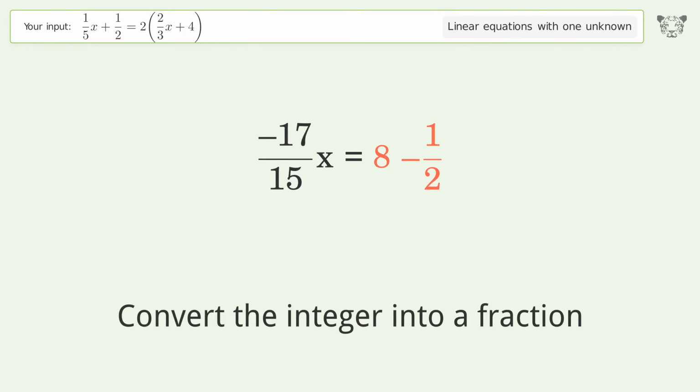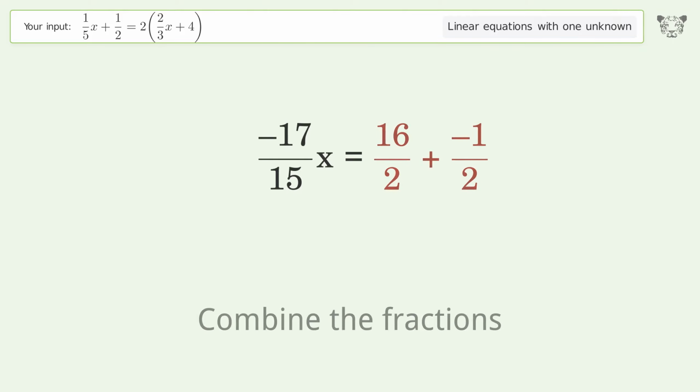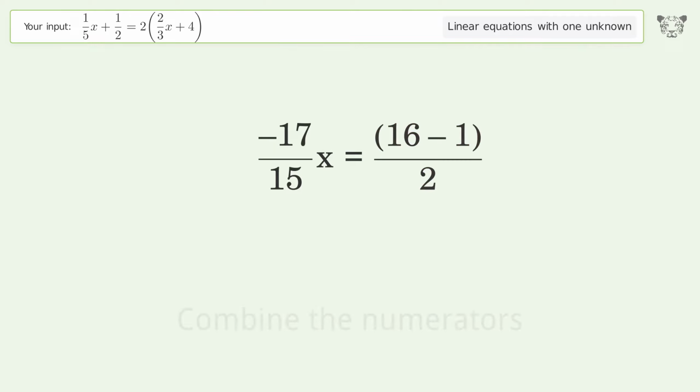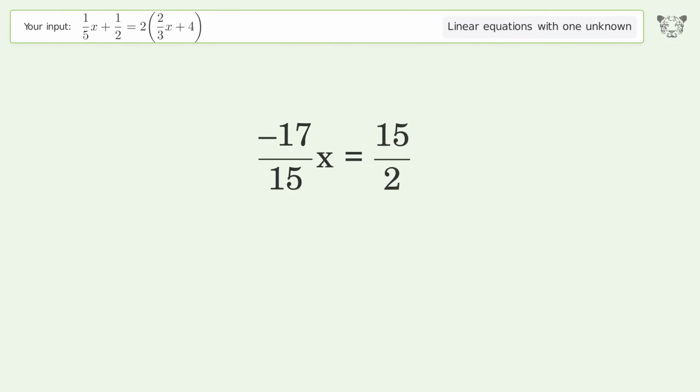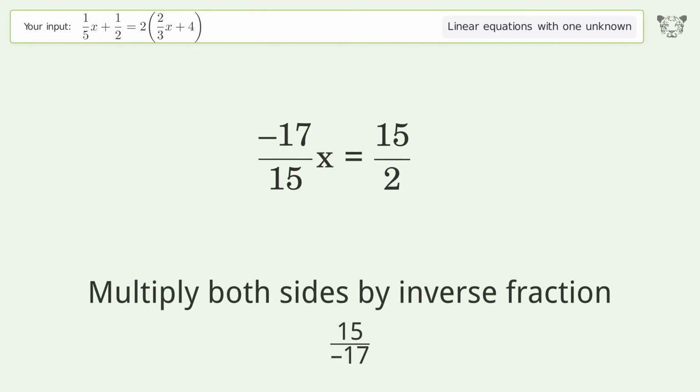Convert the integer into a fraction. Combine the fractions. Combine the numerators. Isolate the x. Multiply both sides by inverse fraction 15/-17.